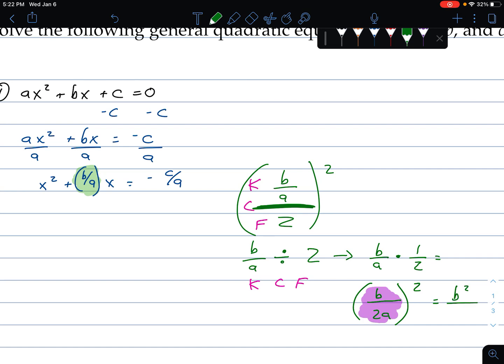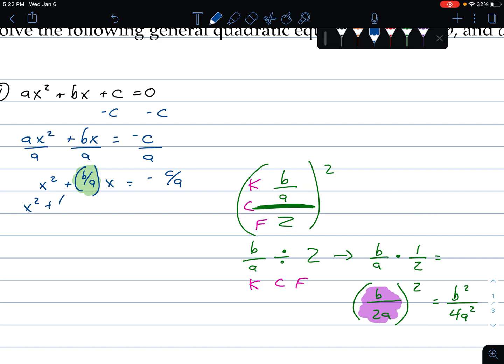When I square that, I get B squared over 2A times 2A, which is 4A squared. So I took my B, which I had to divide by A, divided that by 2, kept, changed, flipped, multiplied, B times 1, A times 2. Then I squared it, B squared over 4A squared. I have to remember this. It's going to come in handy later. This B squared over 4A squared is what I'm adding to both sides.